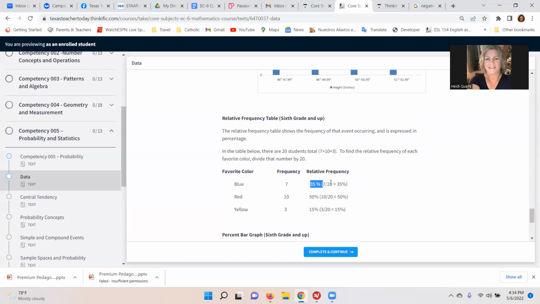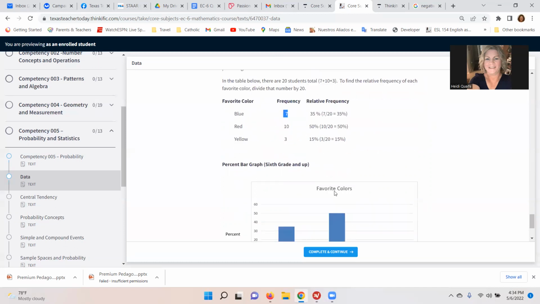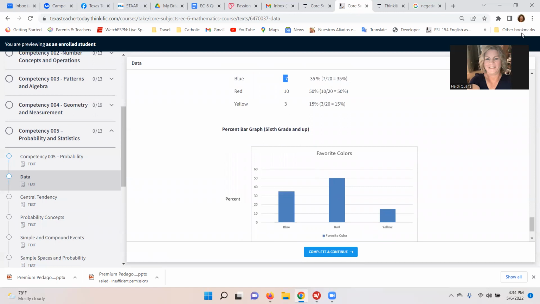And to find the relative frequency, we would divide the frequency number by the total number, 7 divided by 20, or this one, 10 divided by 20, and we get 50%. Remember, to find percent, it's out of 100, right? So we divide this and we end up with 0.35, which is 35%. So you would do the long division, 7 divided by 20, and you would get 0.35, which is the same as 35%.